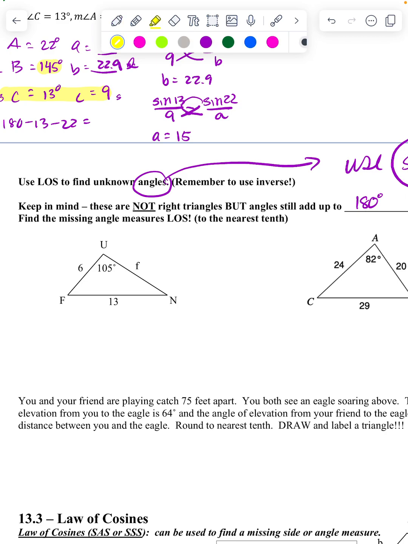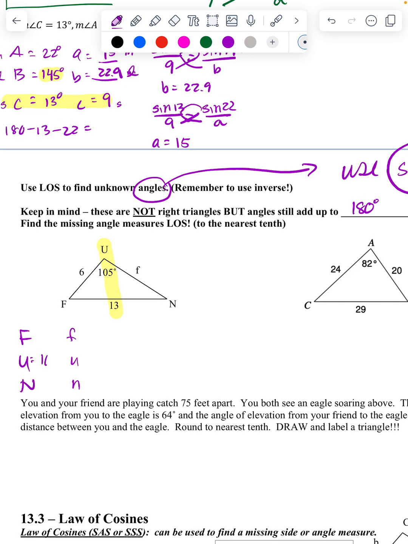I can look at this one and say I'm able to use law of sines. And it says here, find the missing angle measures. So we're only going to be looking for the angle measures on these, not every single thing. Oh, actually we are. They have little f. So let's just write it out. Same thing that I always do. Angles and then the sides.